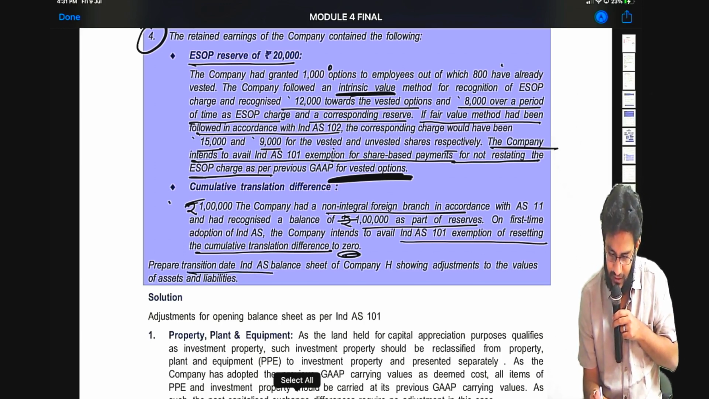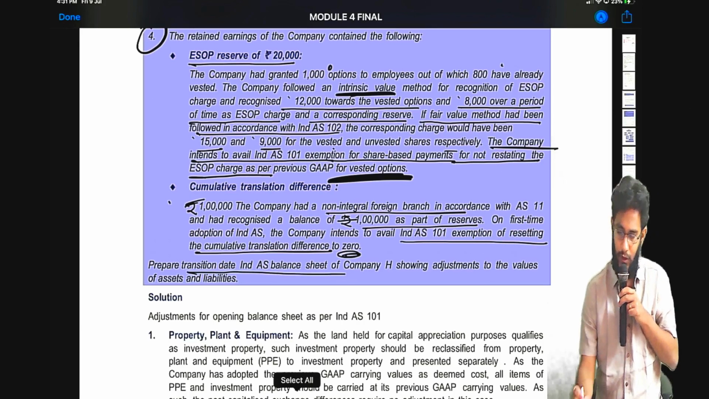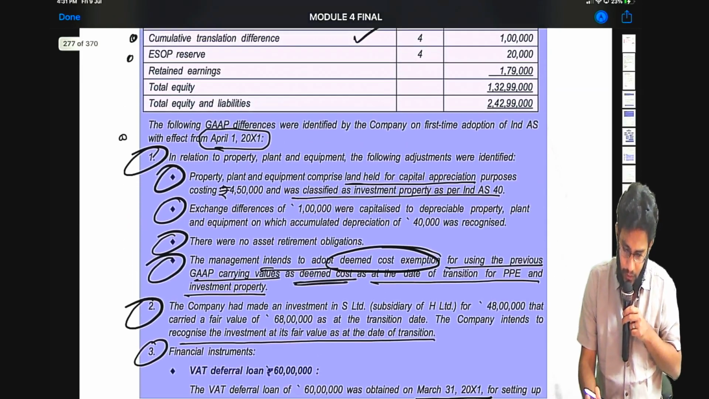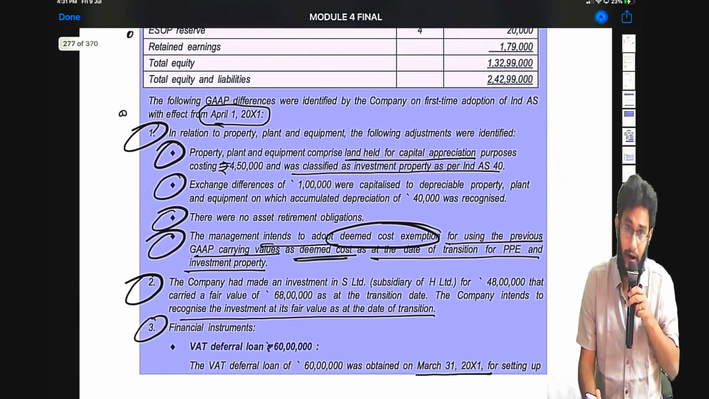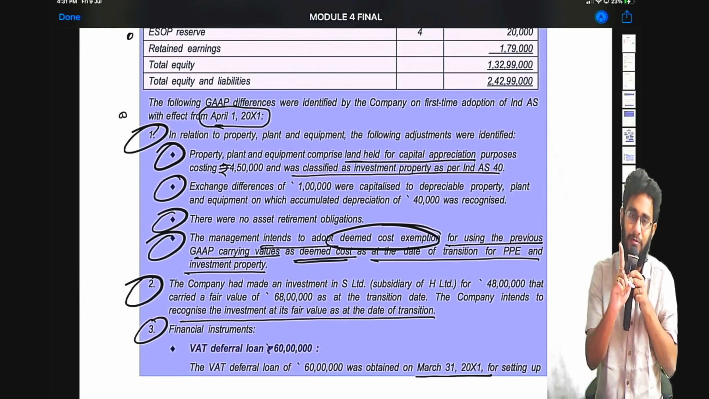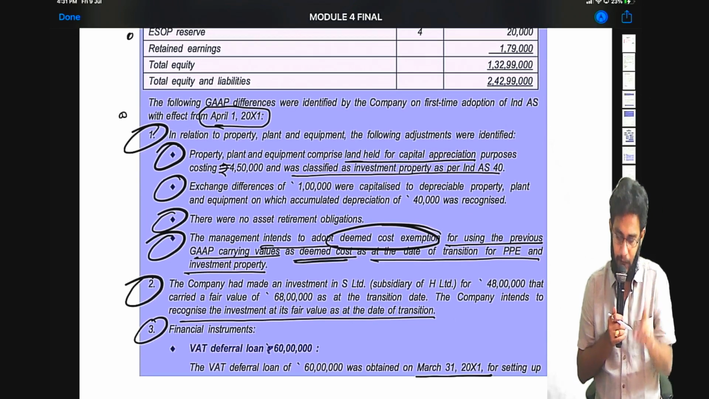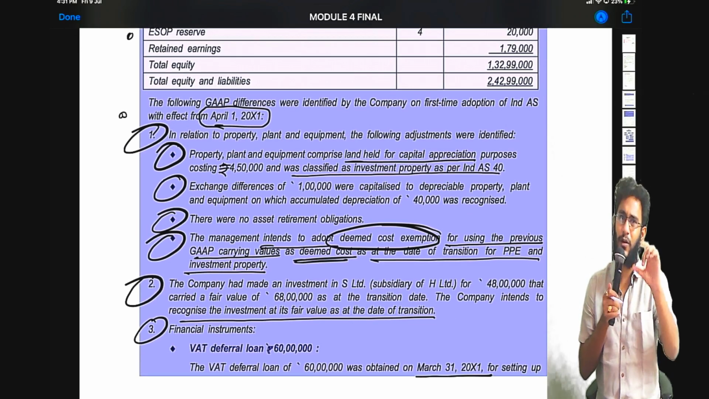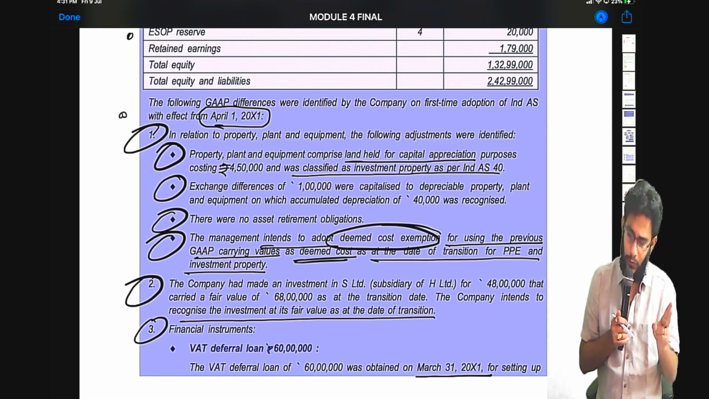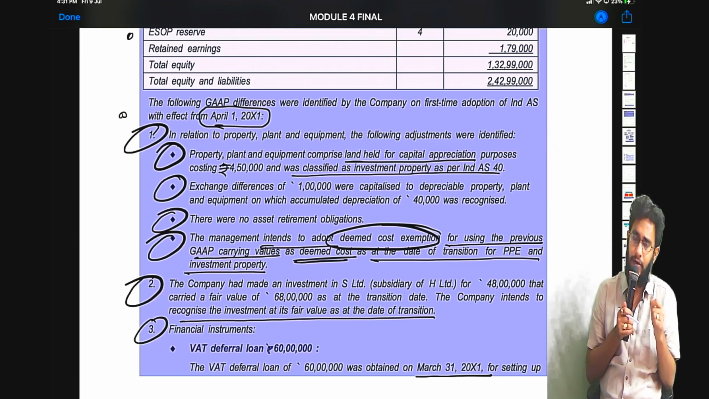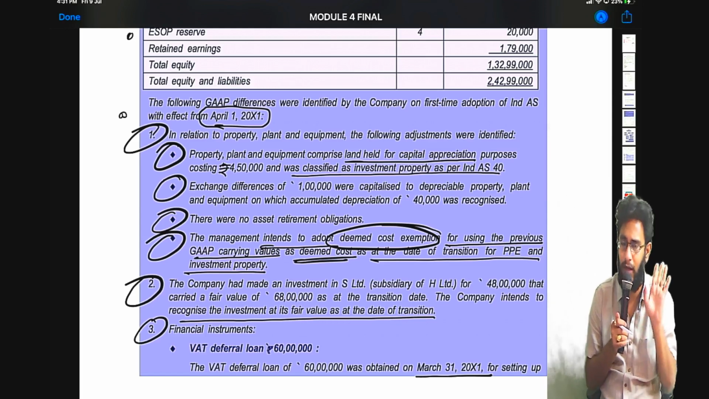So what is he asking? Prepare a transition date Ind AS balance sheet showing adjustments to the value of assets and liabilities. So note point 1 is regarding PP. In that only one adjustment is there. What is that? 4,50,000. Remove and call it as IP. One adjustment. Impact on retained earnings 0 because it's a grouping change. Number 2. Investment in subsidiary S Limited. It was appearing at 48. Now you make it 68. 20 lakhs increase is there on the asset side. Correspondingly, retained earnings also will increase by 20 lakhs.